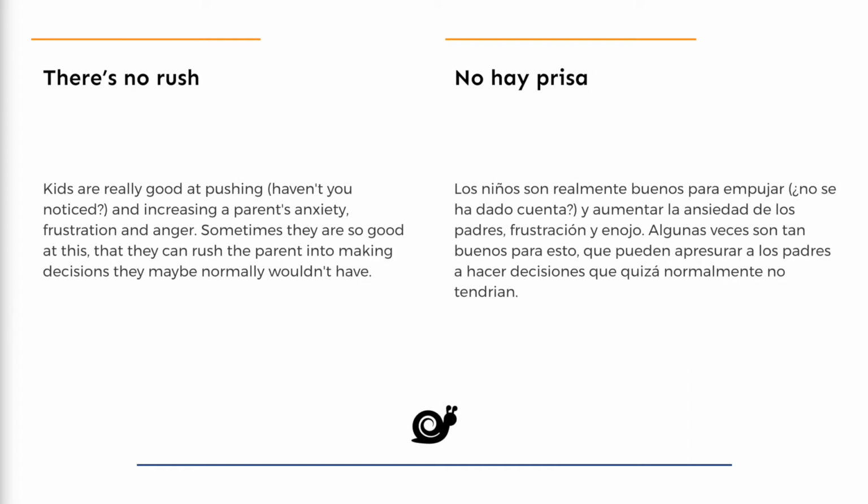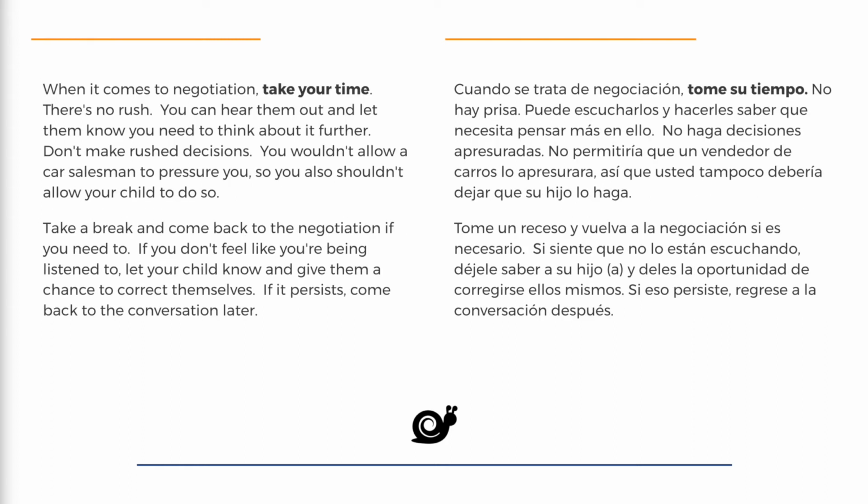There's no rush. Kids are really good at pushing, haven't you noticed, and increasing a parent's anxiety, frustration, and anger. Sometimes they are so good at this that they can rush the parent into making decisions they maybe normally wouldn't have. When it comes to negotiation, take your time. There's no rush. You can hear them out and let them know you need to think about it further.